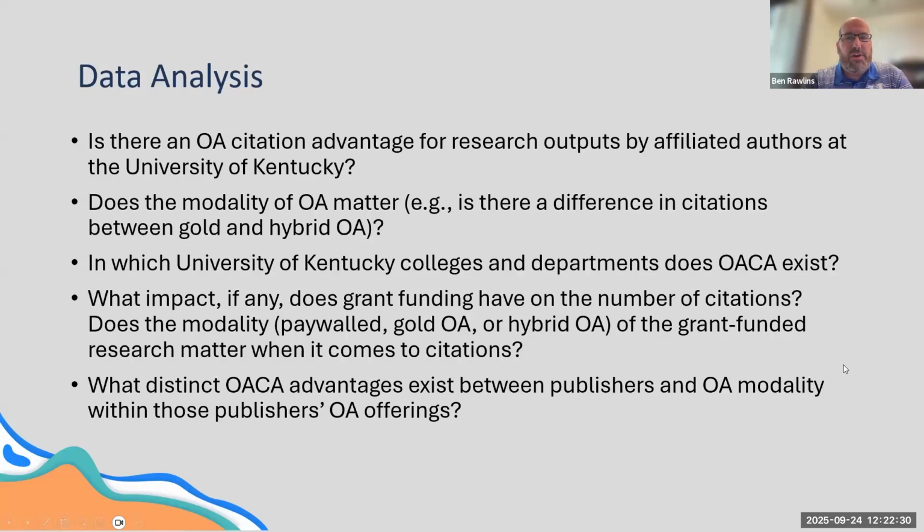So we were interested to see whether there is an open access citation advantage for publications here at UK within our local context. So with this data, we were able to explore and answer some of the following questions. Is there an OA citation advantage for research outputs by UK affiliated authors? Does the modality of OA matter? For example, is there a difference in citations between gold and hybrid OA? In which UK colleges and departments does OACA exist? What impact, if any, does grant funding have on citations, both just overall and within open access?